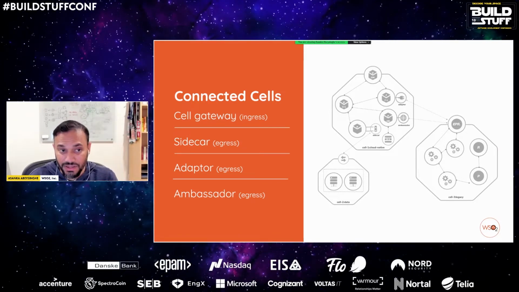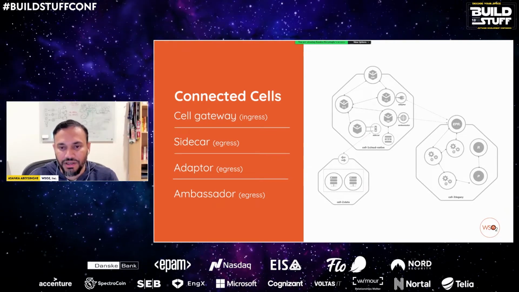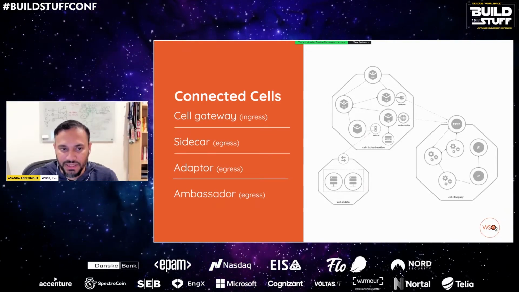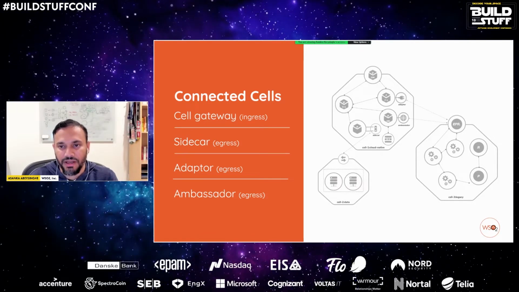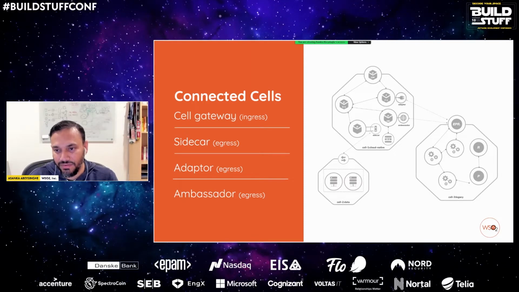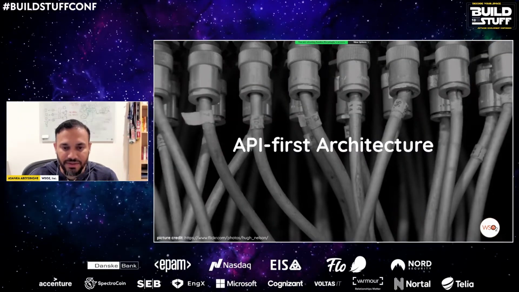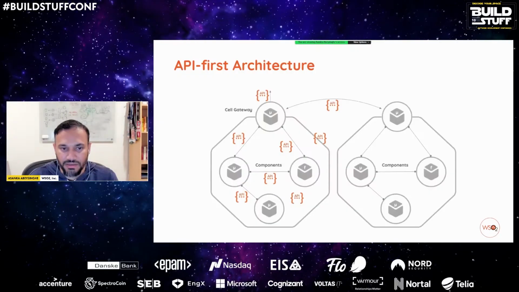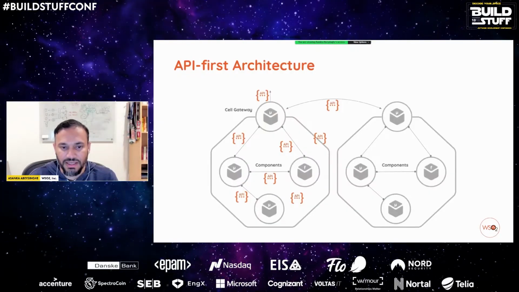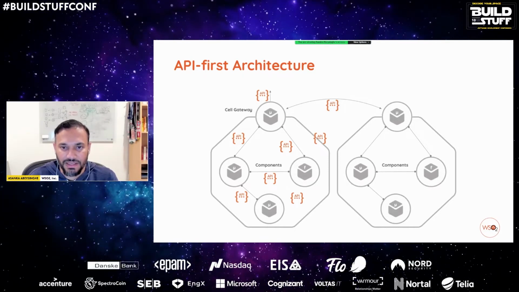So I'll repeat it again because it's very, very important that any ingress call should hit the cell gateway, but egress calls can go out from the components, but go and hit another gateway of a different cell. So this is where API-first architecture comes in, because the components expose the capabilities as APIs, as well as the cell exposing the capabilities as an API.